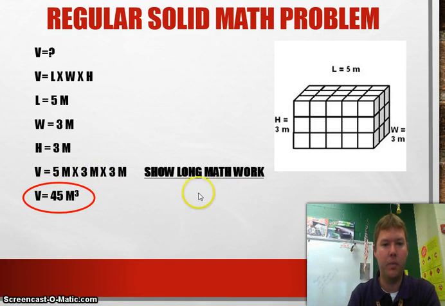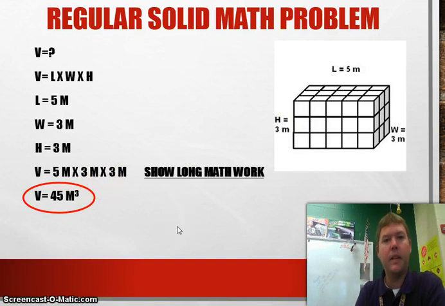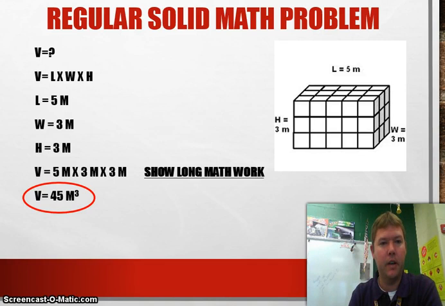Show your long math work. 5 times 3 is 15. 15 times 3 will be 45 meters cubed, because that's what we're using, meters. So it'd be meters cubed, circled, so I know what to grade. Let's see how you do on your own here.